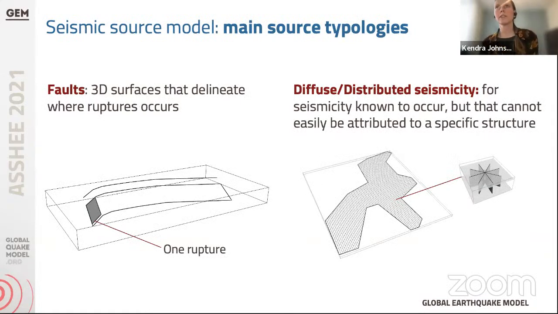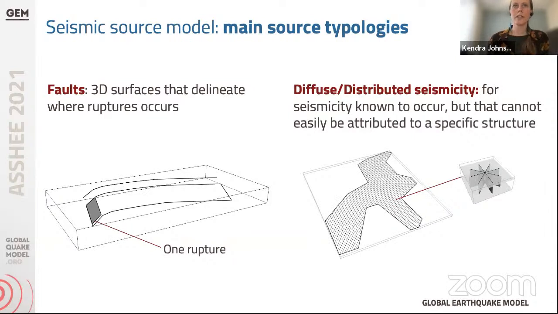So the first step in defining a seismic source is to choose which source typology will be used to represent the source itself. So how are we going to take the real source of seismicity and represent it by something with the simple parameters needed for the hazard integral? And I've divided these into 2 main categories here: faults and diffuse or distributed seismicity. And this is sometimes also called background seismicity.